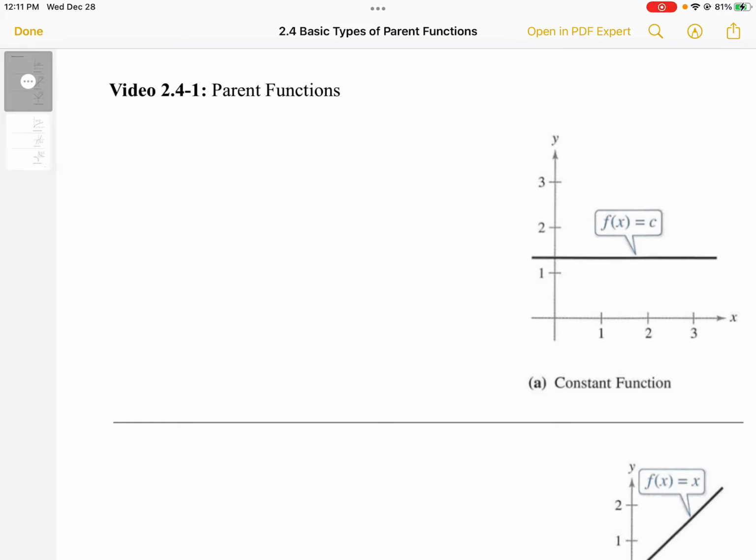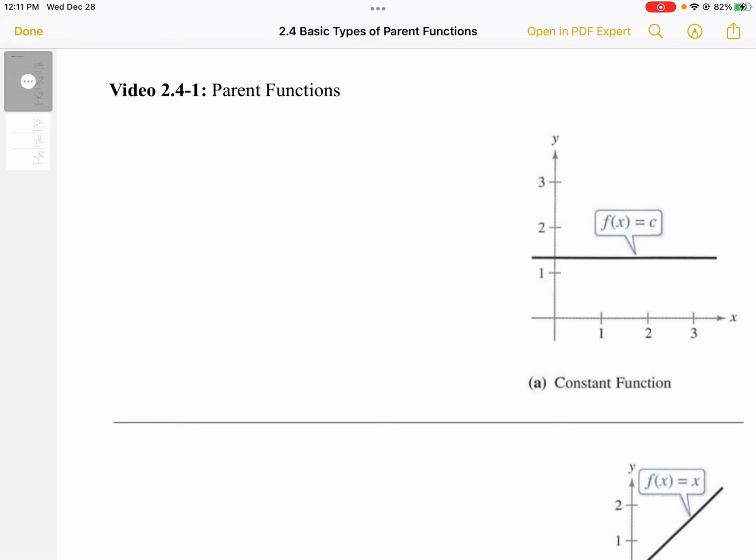In this video, we're going to look at some parent functions. Parent functions are basic functions that if you learn them, you will be able to recognize that certain functions are in their family, and you'll be able to find some characteristics about these functions relatively easily. So let's look at the first one.